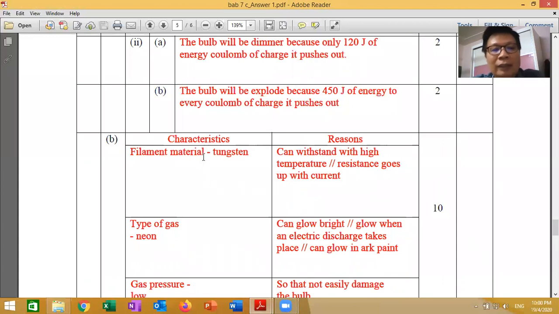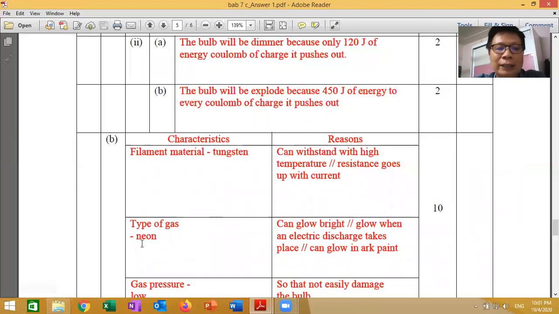For the filament material we choose tungsten. Remember, for a filament bulb we choose tungsten, not nichrome. The reason is that tungsten can withstand high temperature, it has a high melting point, and it also has high resistance. Another reason we choose tungsten is that it is very good at emitting light, a lot of light. So you choose tungsten.